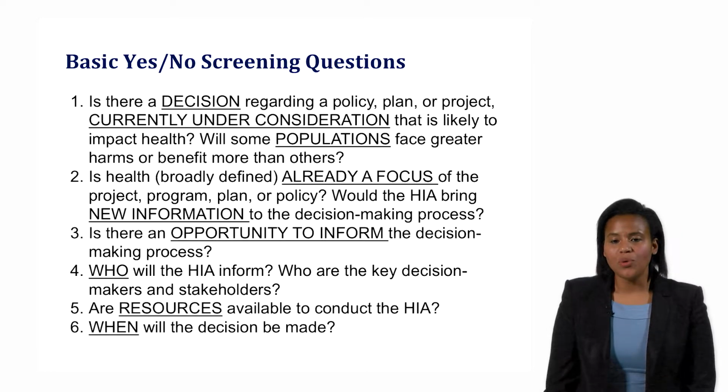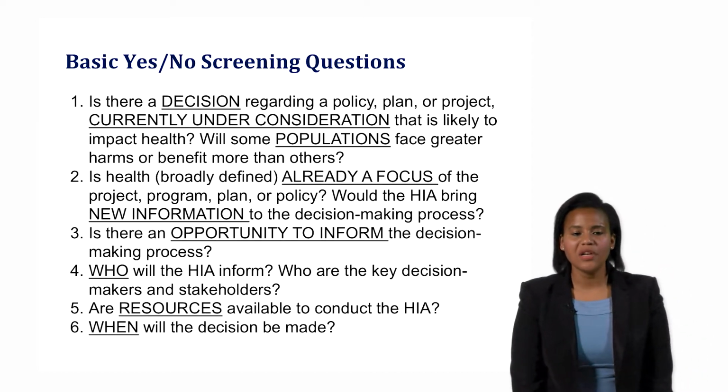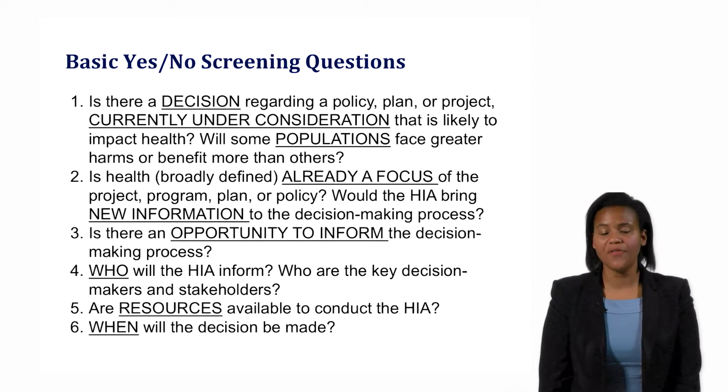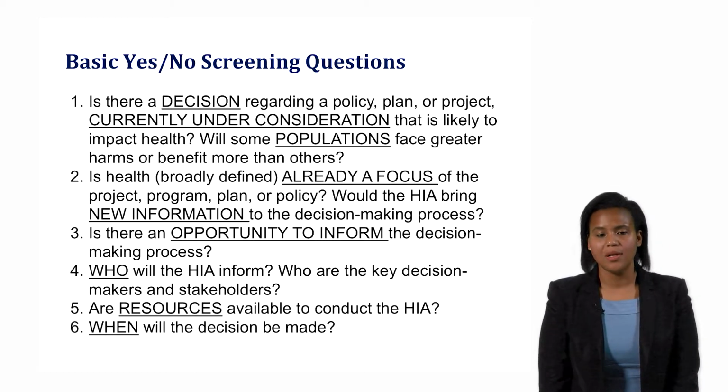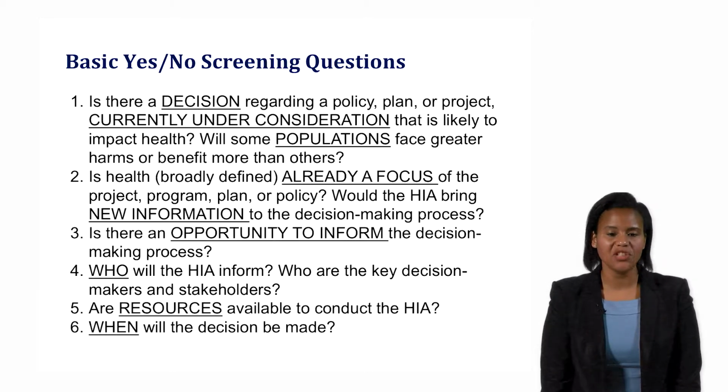A second question we're asking is, will some populations face greater harms or benefit more than others? So this gets back to thinking about, are there groups that are disproportionately going to be affected by that decision? Another question is, is health broadly defined already a focus? Would the HIA bring new information to the decision-making process? We also want to know, is there an opportunity to inform the decision-making process? Or are the stakeholders so against what we're doing that once we produce the HIA, they're not even going to pay attention to it? We also want to ask, who will the HIA inform? Who are those key decision makers and stakeholders? Can we access them? Can we engage them in the process?